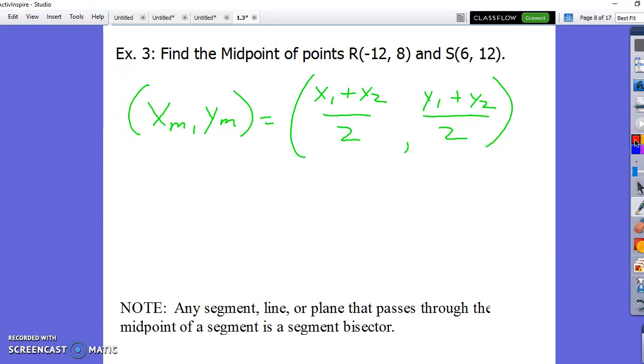Say it, Dale? Okay, we got to read the question, right? And it says find the midpoint of points R, which is negative 12, 8, and S, which is 6, 12.